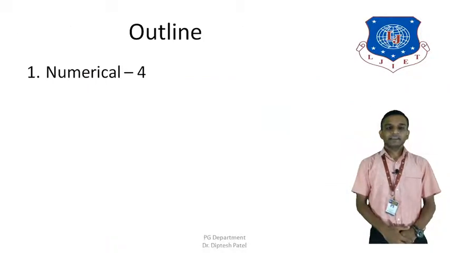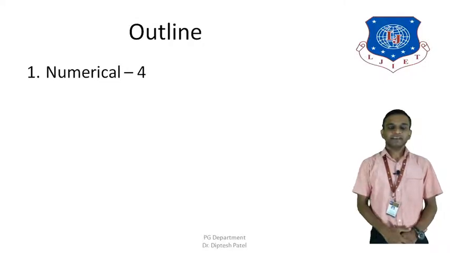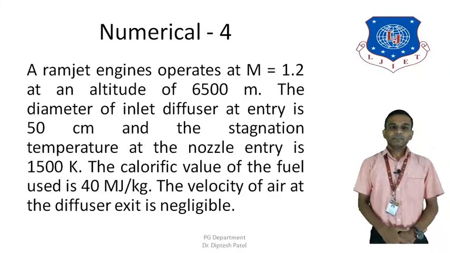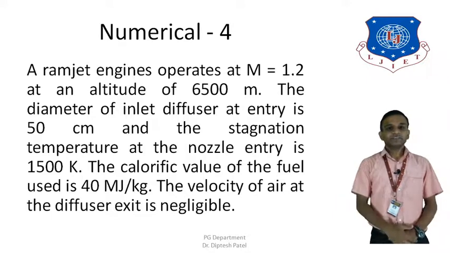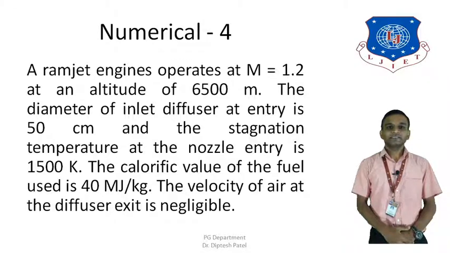In this video lecture, we are going to solve a numerical, since numericals are very important particularly for this chapter. The numerical says: a ramjet engine operates at Mach number 1.2 at an altitude of 6500 meter. So the Mach number at the inlet is given, Z, which is the elevation or altitude, is 6500 meter. The diameter of the inlet diffuser at entry is 50 centimeter. So the inlet diameter of the diffuser is given.